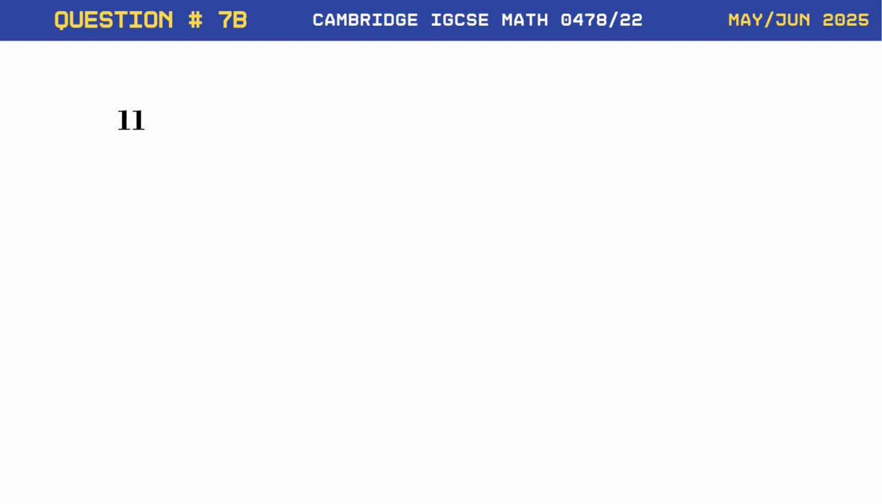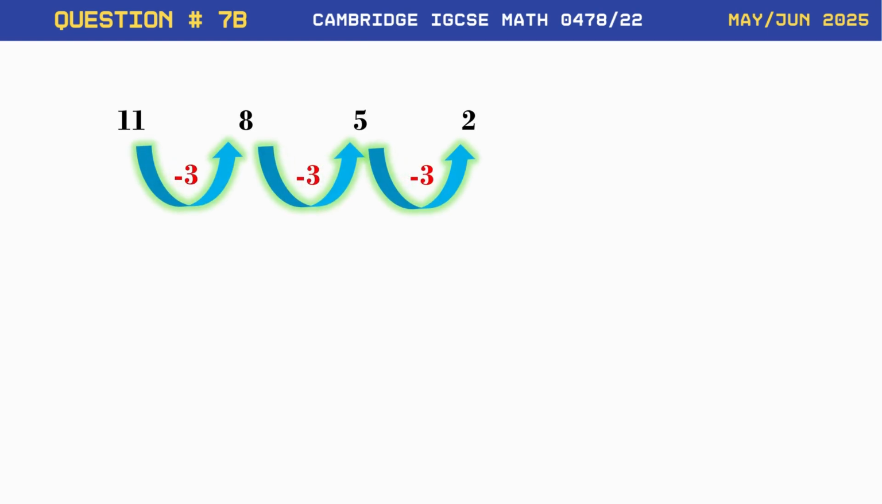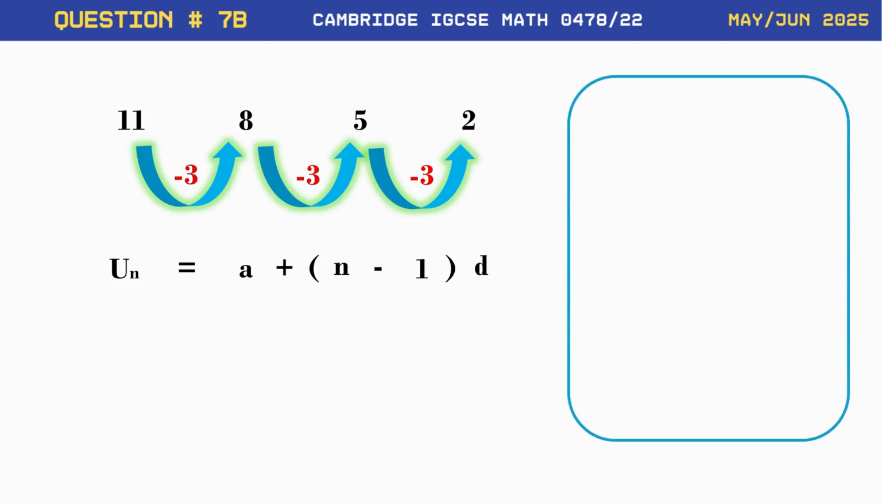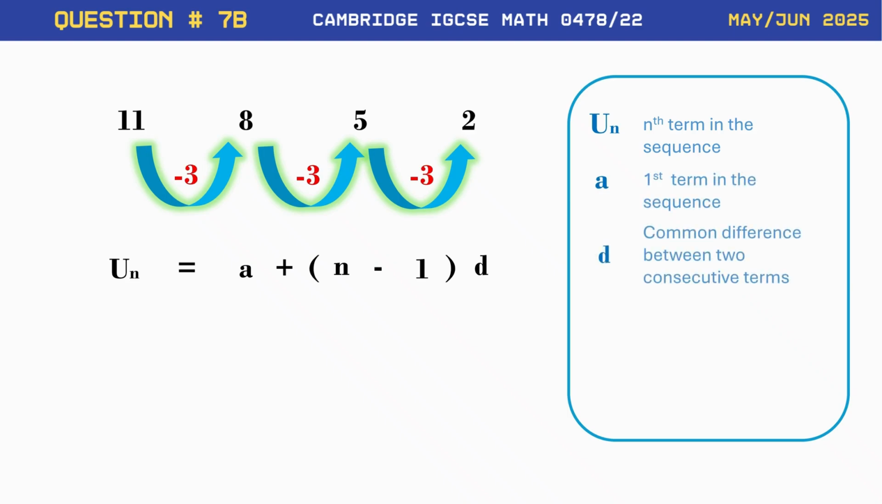In Part A of this question, we have seen that the common difference of the consecutive terms of the sequence is -3. Now, to find the nth term, we shall use the formula un equals a plus (n minus 1) multiplied by d. In this formula, un is the nth term of the sequence, a is the first term of the sequence, and d is the common difference between two consecutive terms of the sequence.